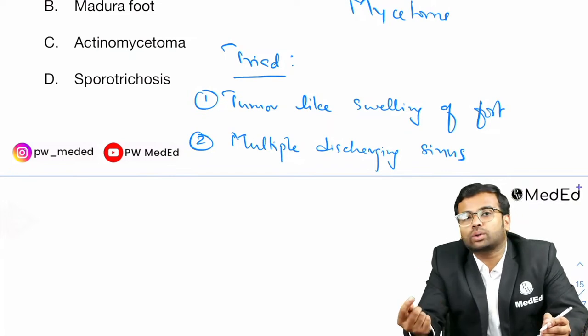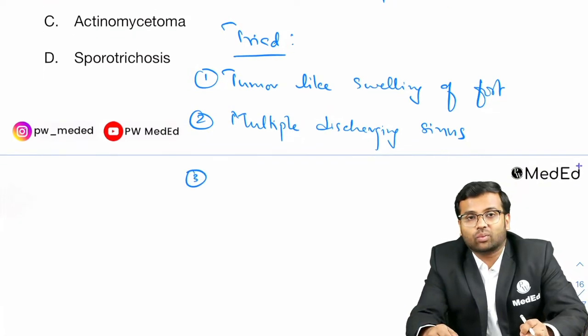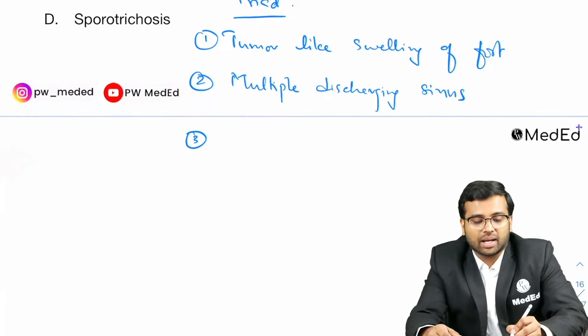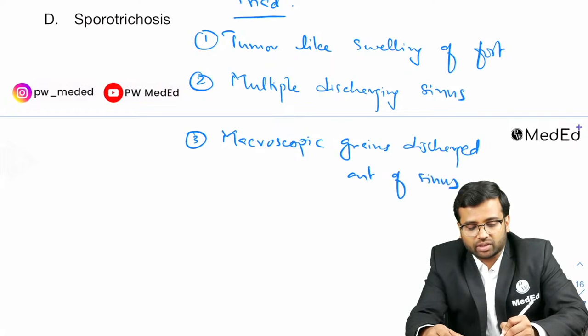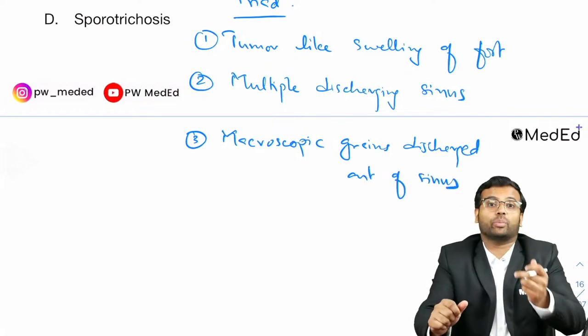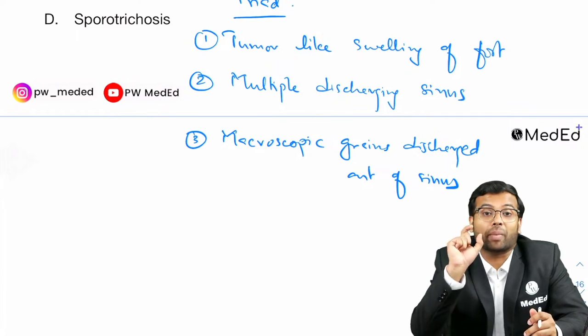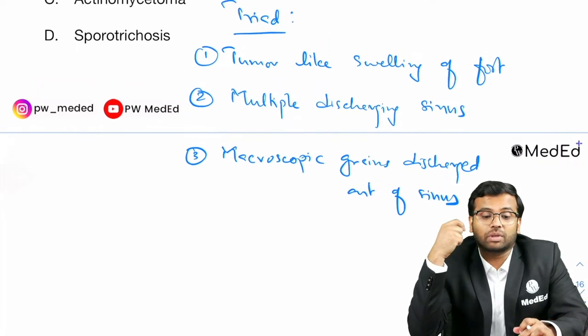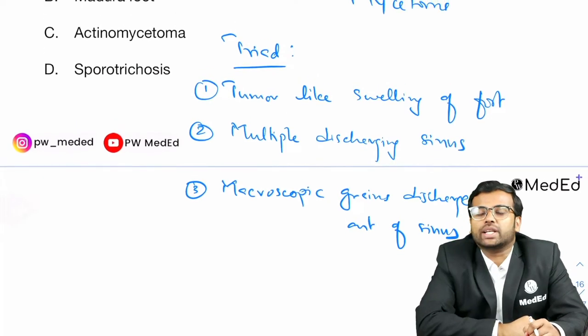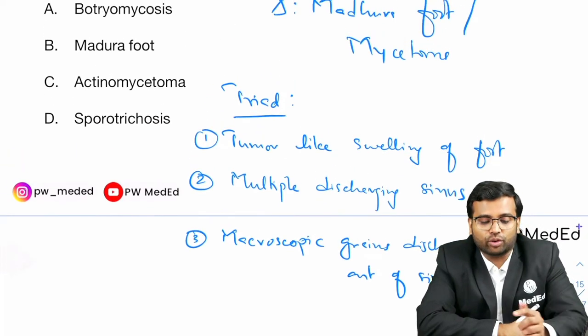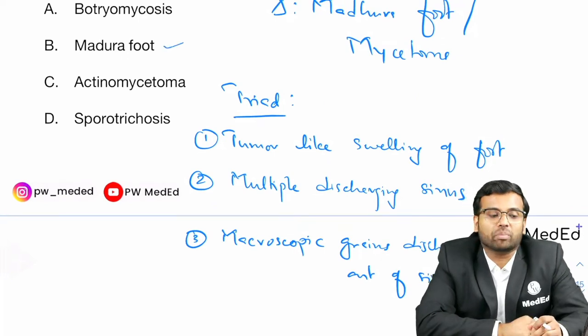And what comes out of this sinus? What comes out of the sinus is macroscopic grains. Macroscopic grains are going to be discharged out of the sinus. See, it is mentioned as macroscopic, which means visible to the naked eye, isn't it? So this is the typical triad of mycetoma or Madura foot. So here the right answer is going to be Madura foot.